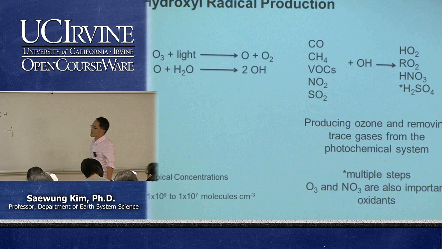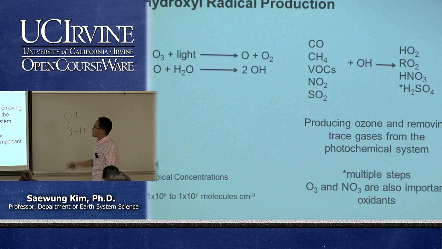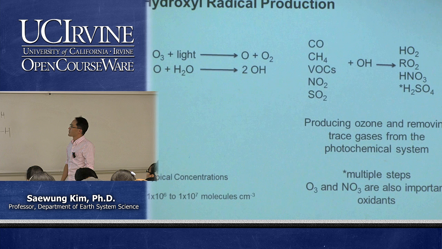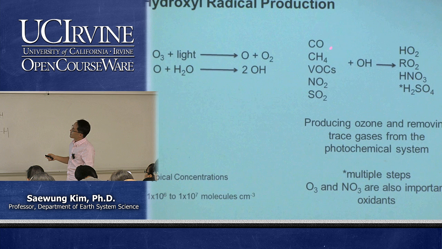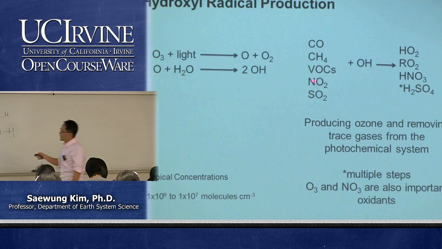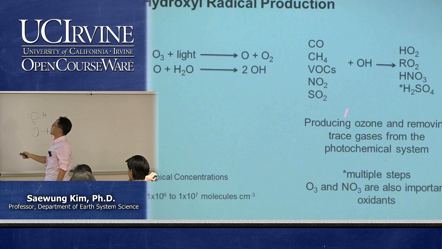So basically ozone gets photolyzed, and then this oxygen atom is reactive enough to react with the water vapor and produce OH. So this OH radical is very reactive and reacts with all those atmospheric pollutants in the atmosphere. We talked about CO, which is an EPA-designated criteria air pollutant, NO2, also an EPA-designated air pollutant, SO2, also EPA-designated. And then VOCs, volatile organic compounds, organic gases in the atmosphere, also react with OH and are then removed from the atmosphere.